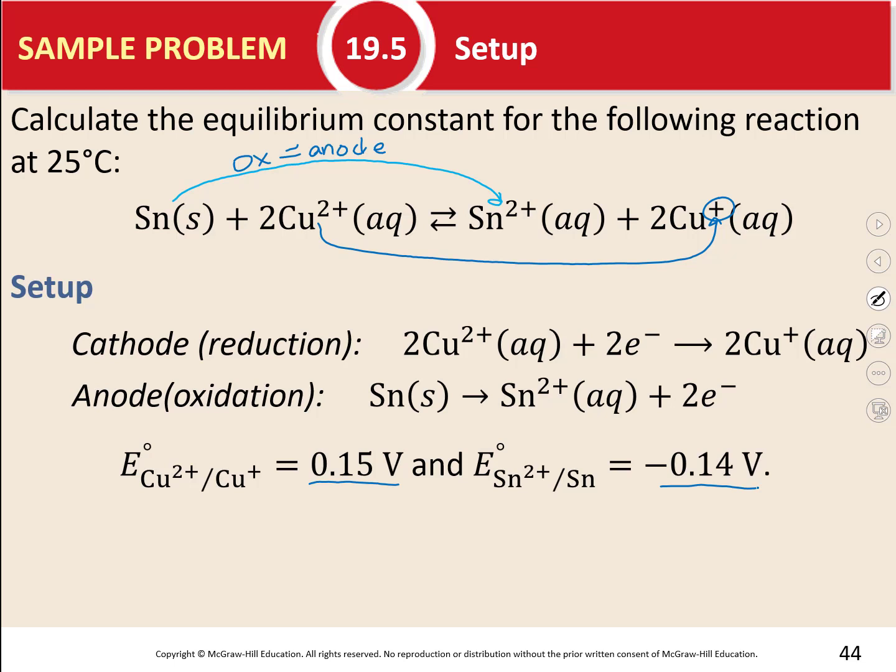So let's go ahead and calculate E standard of the cell. So E standard of the cell, cathode minus anode. So it'll be what minus what? Good, the copper minus the tin. So the 0.15 minus the negative 0.14 volts. And that gives us what? Good. Positive 0.29.